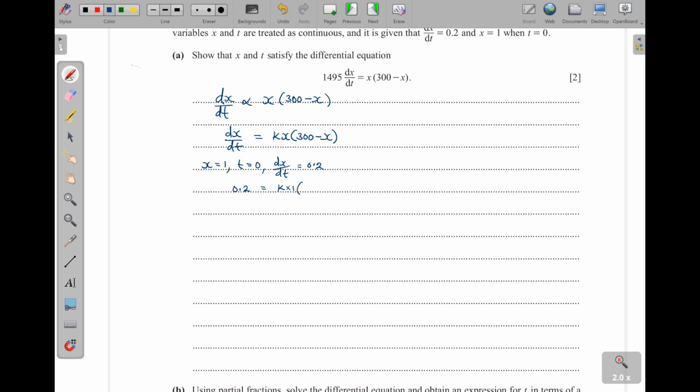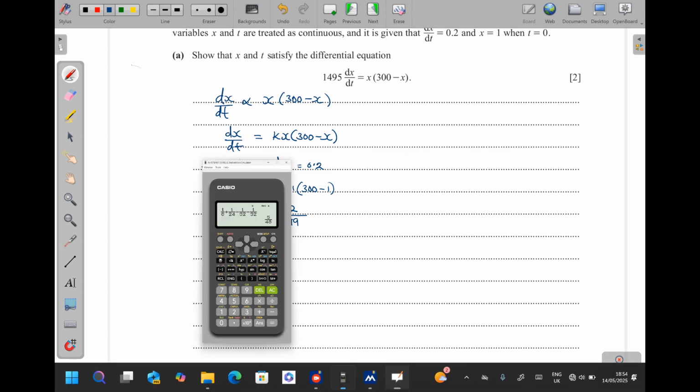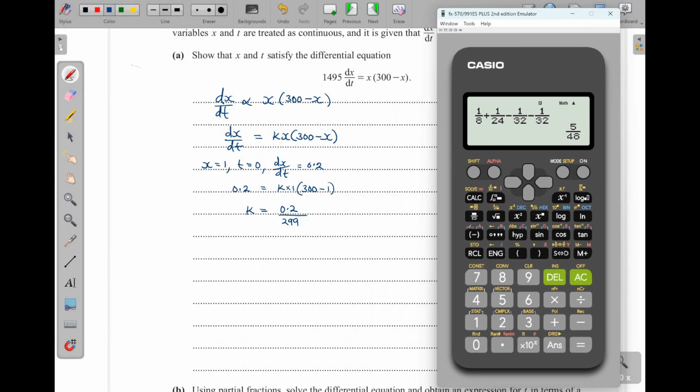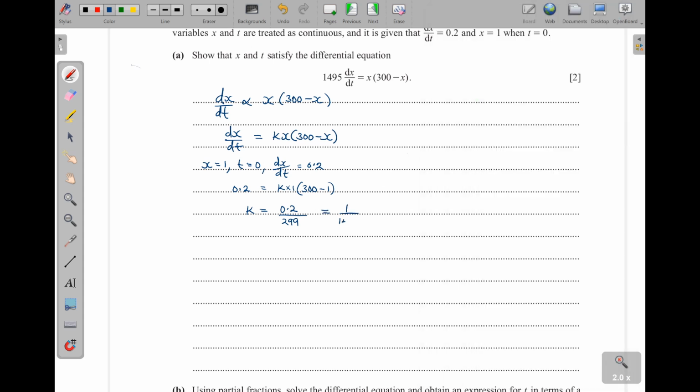The x is 1. Then in here, 300 minus 1, so that is 299. So meaning k is going to be equal to 0.2 out of 299. Simplified, what can this give us? 0.2 divided by 299 is 1 over 1495. So this is 1 out of 1495. You can see that the 1495 they have told us to show is already there.